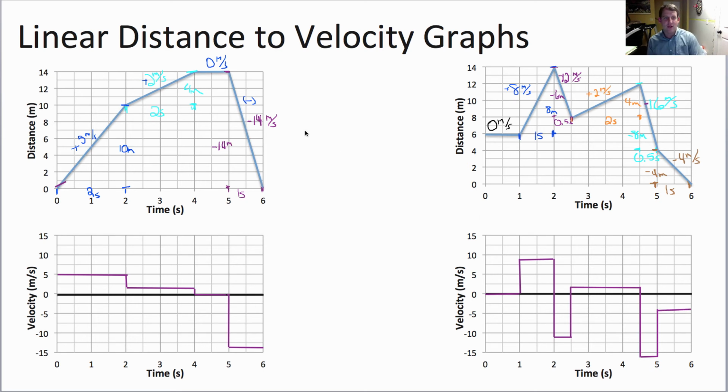You'll also notice a trend. Any line with slope on a distance versus time graph, a straight line with slope, turns into a horizontal line on a velocity time graph. So let's write some of this down. On a distance versus time graph, any line with slope on this graph turns into a horizontal line.